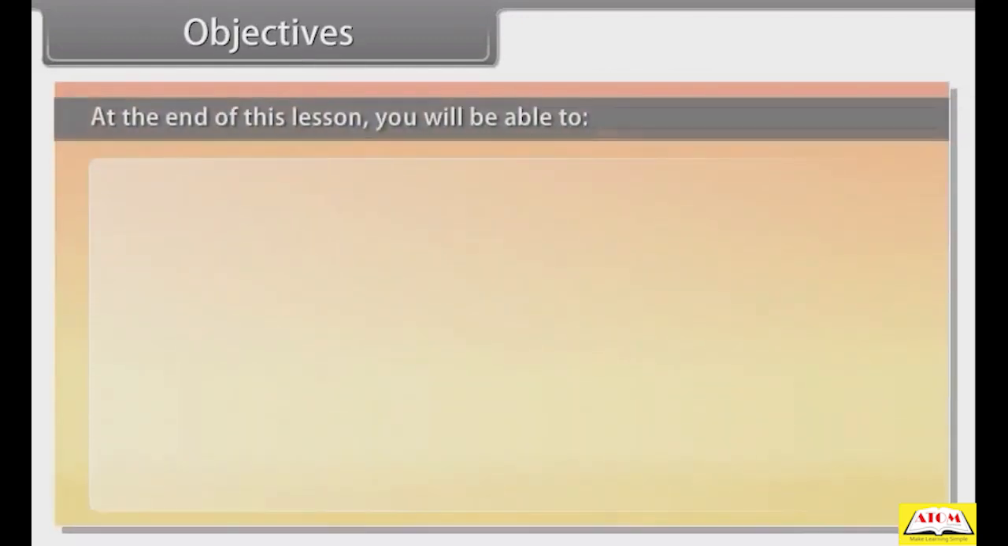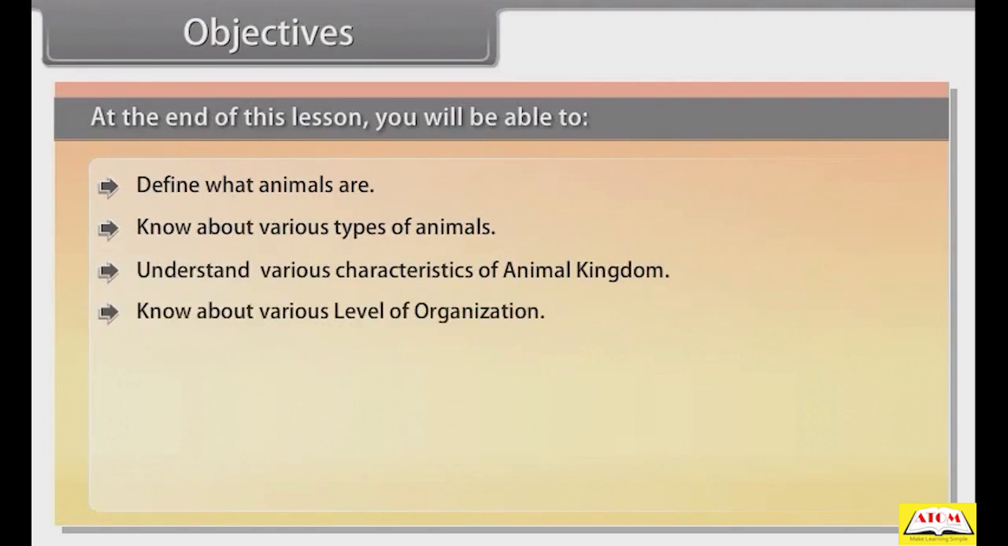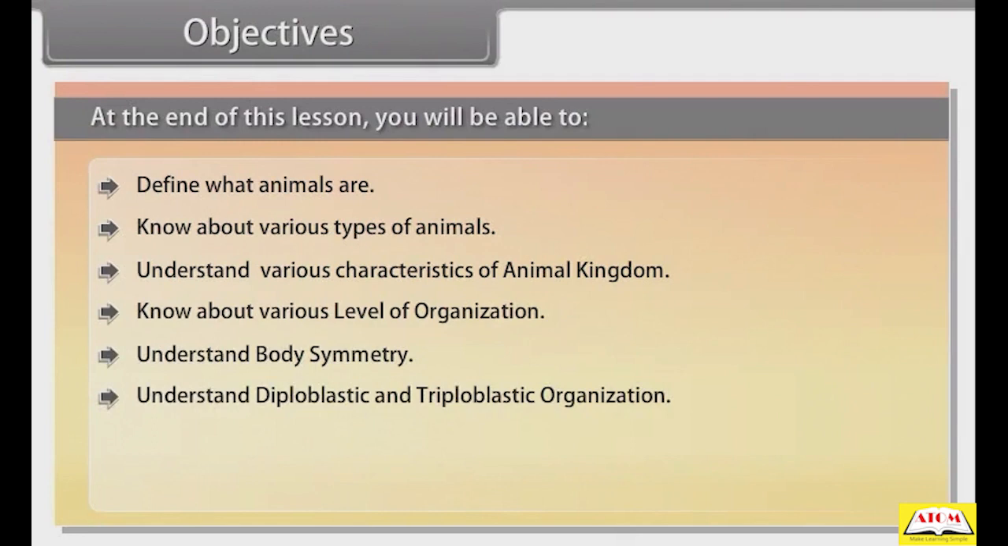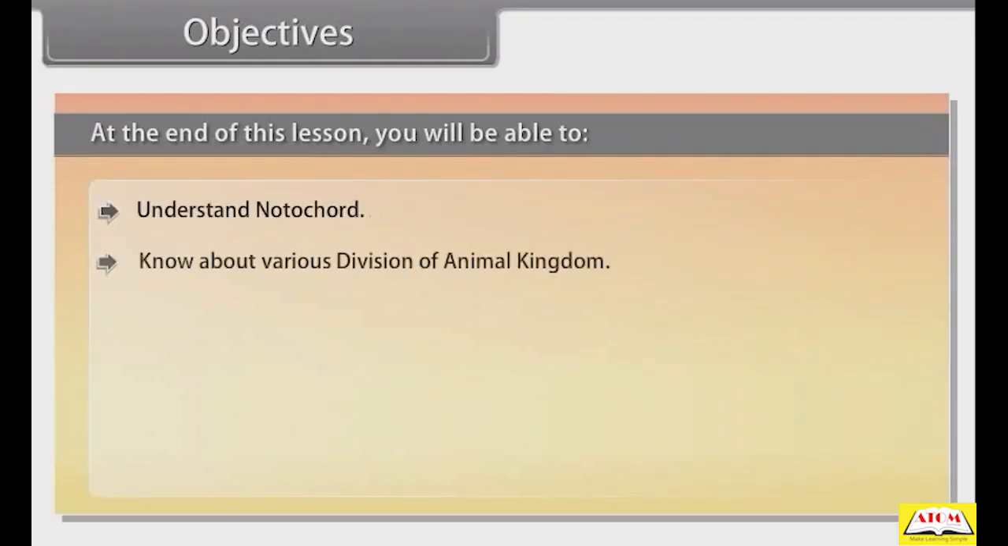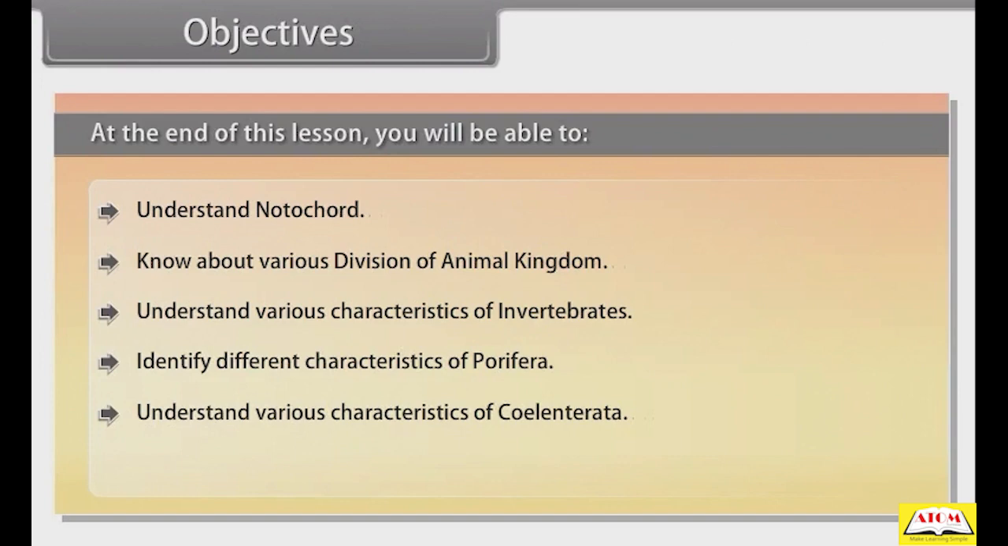Objectives. At the end of this lesson, you will be able to define what animals are, know about various types of animals, understand various characteristics of animal kingdom, know about various levels of organization, understand body symmetry, understand diploblastic and triploblastic organization, know about coelom, understand segmentation, understand notochord, know about various divisions of animal kingdom, understand various characteristics of invertebrates, identify different characteristics of Porifera, understand various characteristics of Coelenterata, identify different characters of Ctenophora.